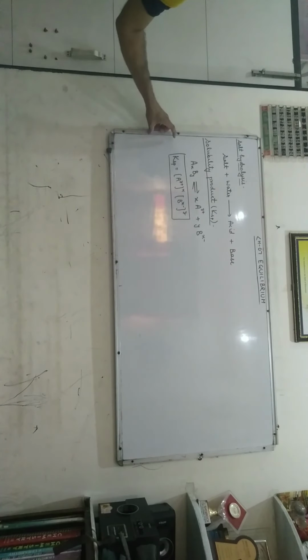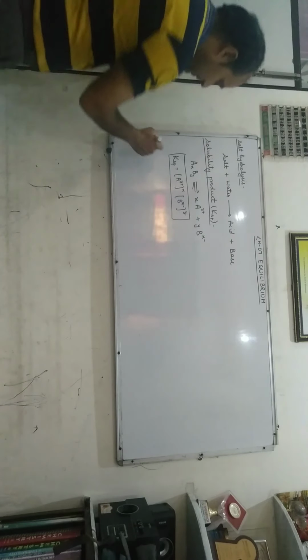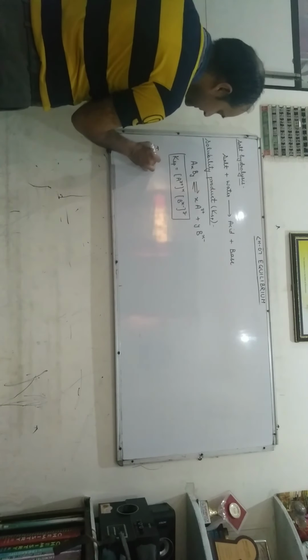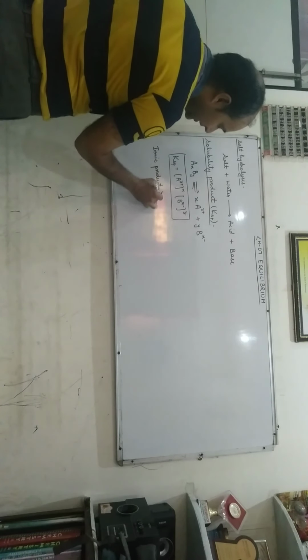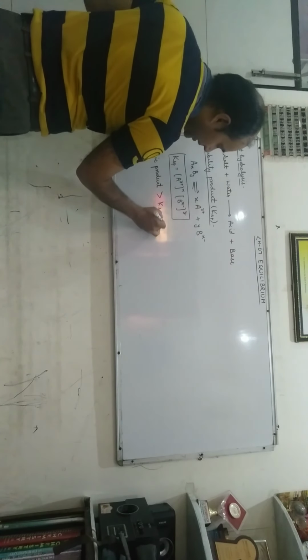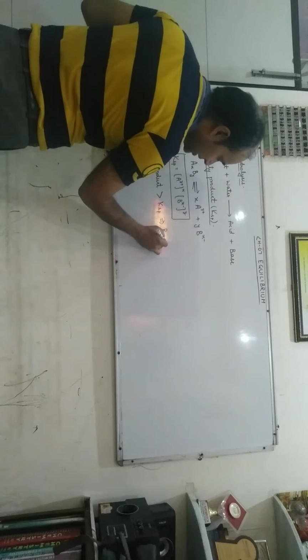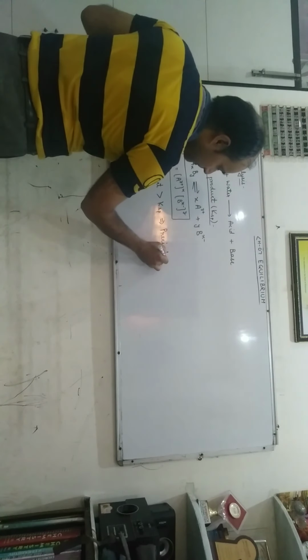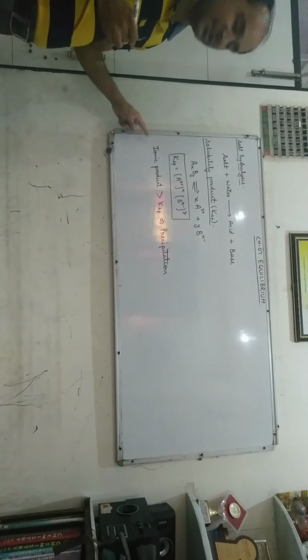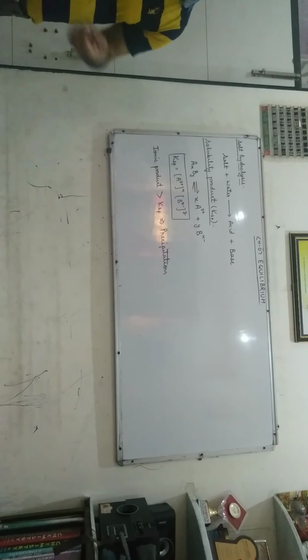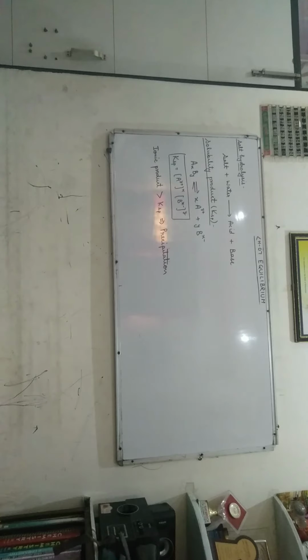Here one thing must be noted. If the value of ionic product, that is the product of ions, is greater than solubility product, then only precipitation occurs. I repeat it again. If the value of ionic product is greater than solubility product, then only precipitation takes place.